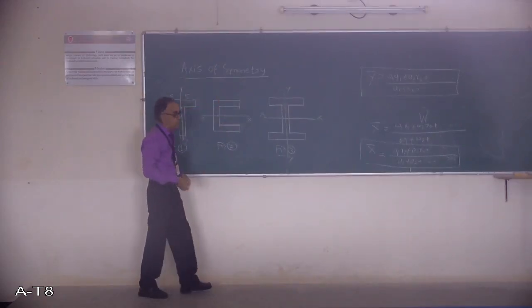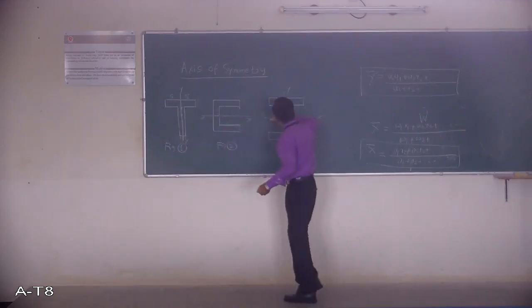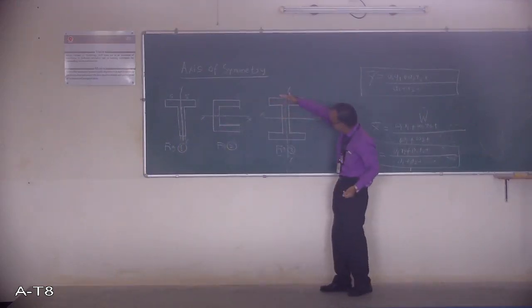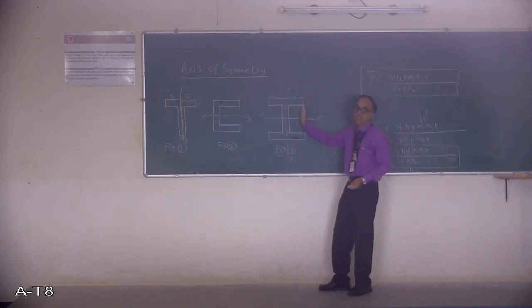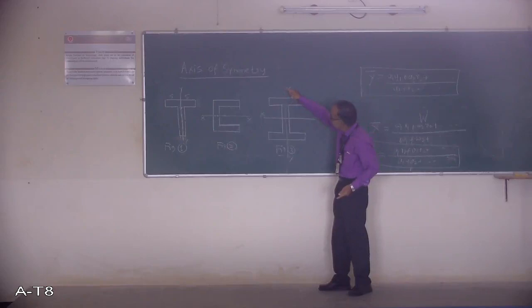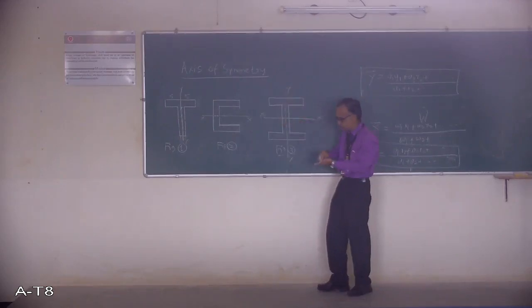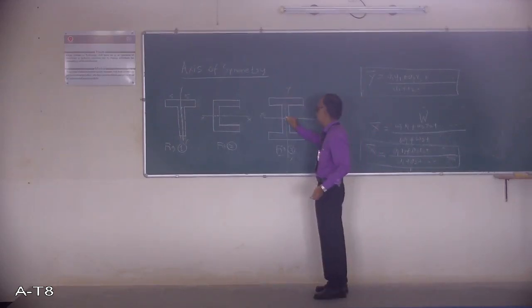Third figure. If I draw the x-axis here, whatever the figure on the top, the same figure is on the bottom. If you draw the y-axis here, whatever the figure on the left side, the same figure is on the right side. Then where does the centroid lie? Where these two axes meet, at this point, the centroid is going to lie. This is very, very important.